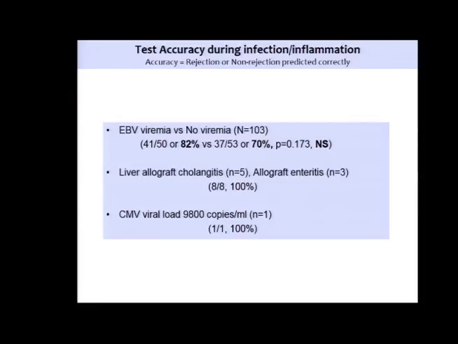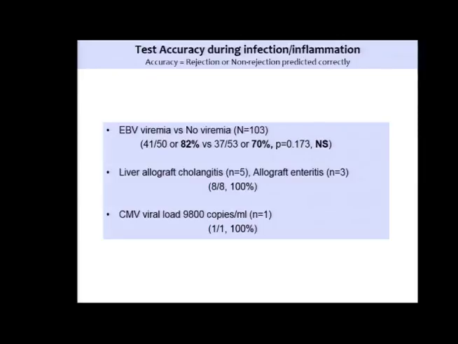And what we did here was to look at accuracy of prediction rather than sensitivity and specificity, because you just don't have the numbers here to keep doing those smaller subgroups. So if rejection or non-rejection was predicted correctly, then we put that as a correct response or an accurate diagnosis. And you can see it's 82% versus 70% in the setting of viremia versus no viremia.